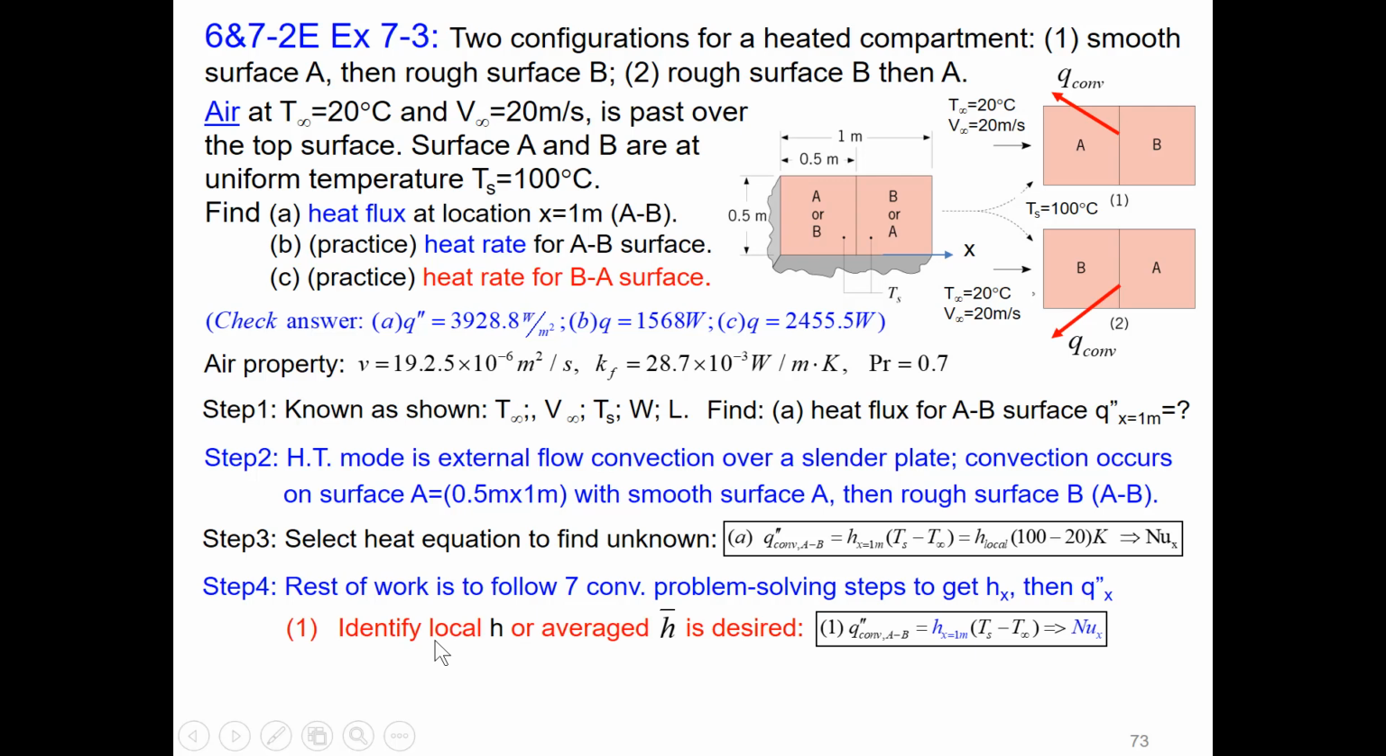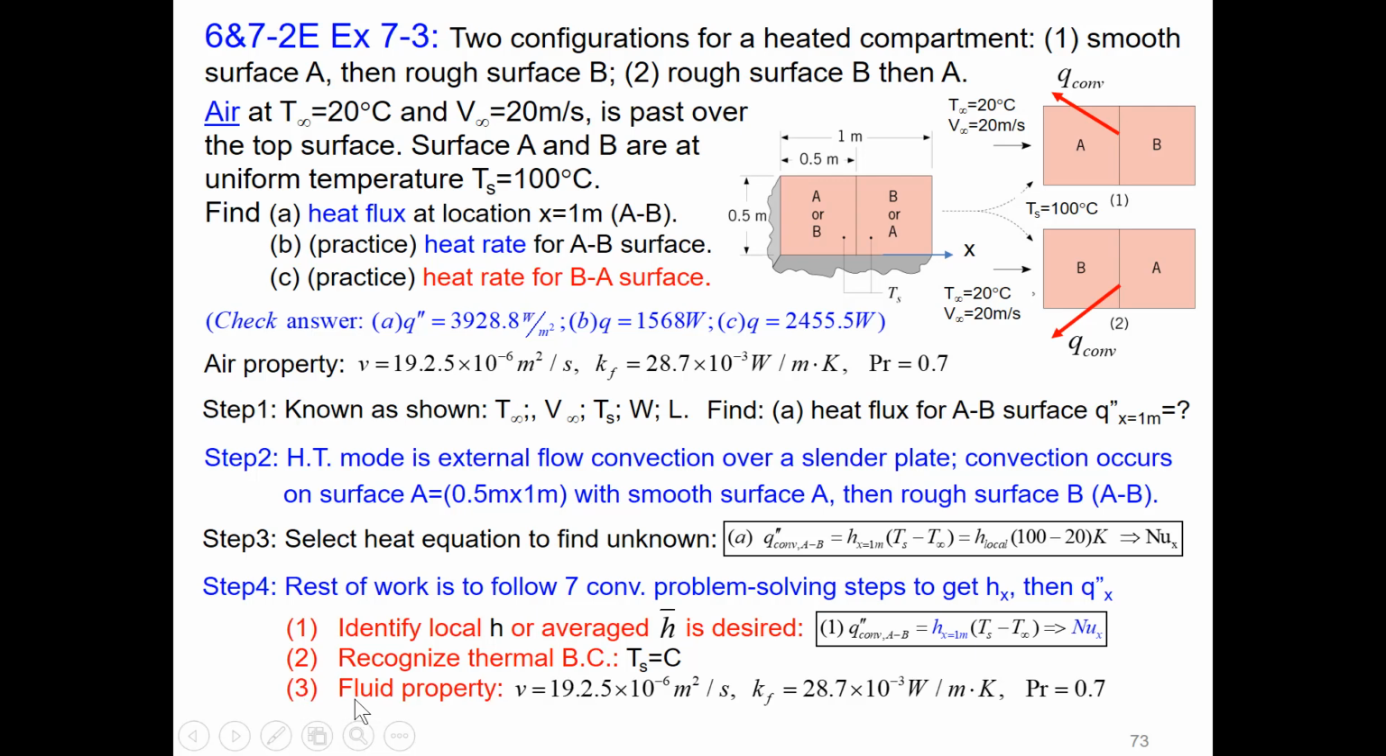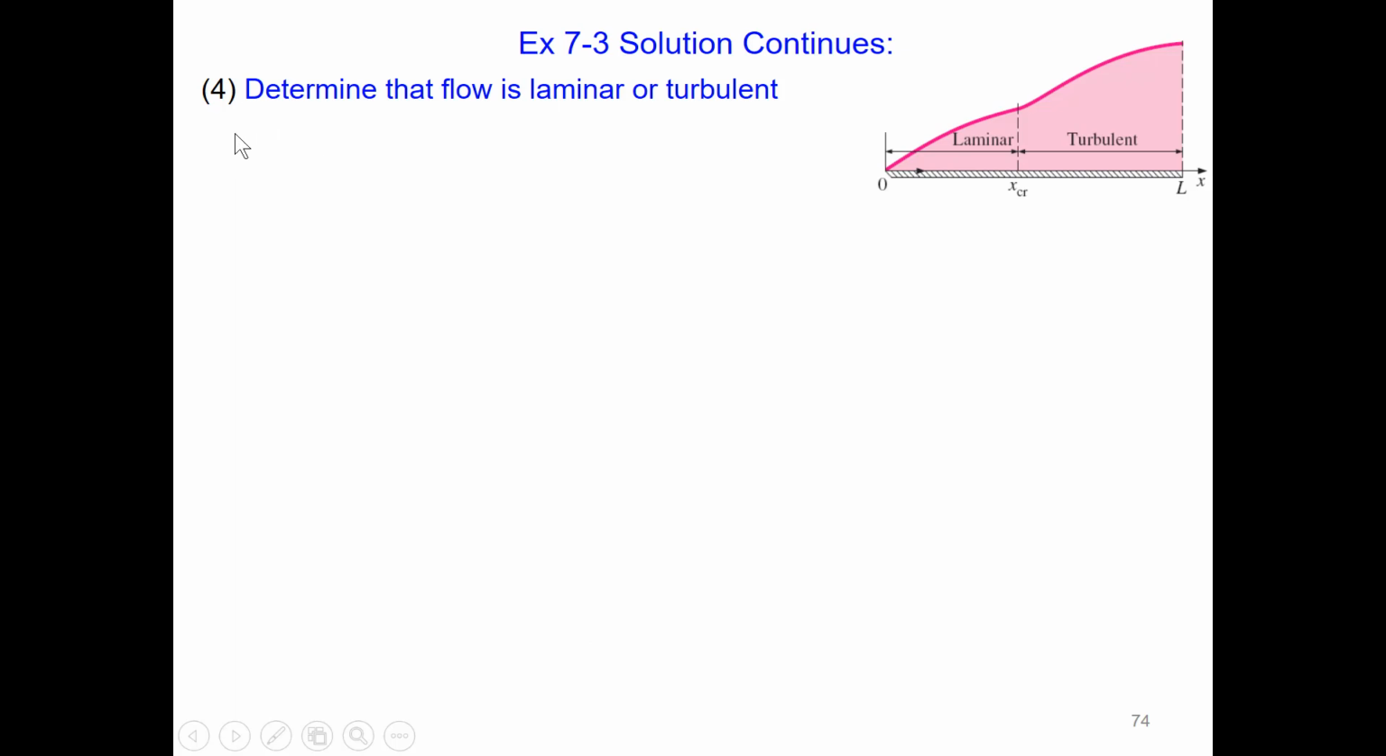1. We already identified that from the equation we are interested in the local heat transfer coefficient and local Nusselt number. 2. We have recognized that the thermal boundary condition for the solid surface is constant surface temperature. 3. Fluid property is provided here. 4. We need to determine the flow condition.